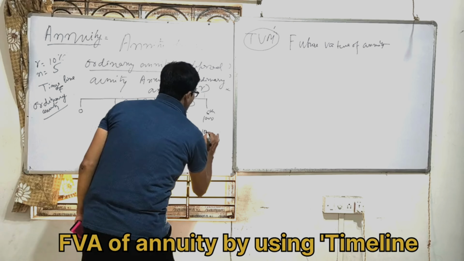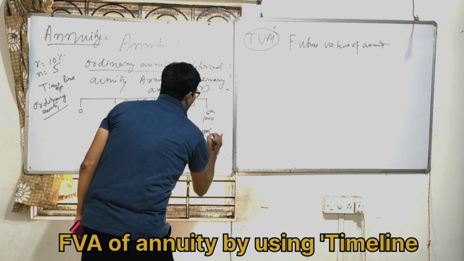So 1000 into, we know very easy, 1 plus 0.1. 10% is equal to 10 by 100. Every time I will not do this, so I am just showing you once only. I have shown several times. So I have started directly writing 1.1 to the power 4. It will be compounded 4 times. So from the calculation I can find the result here.